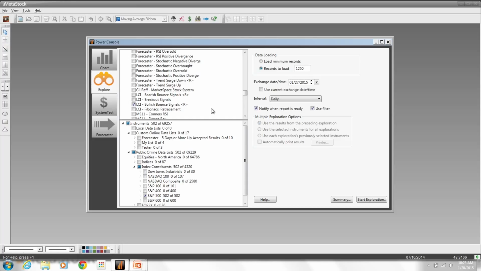You're going to have your bearish bounce signals, which are going to look for your sell signals based off the expert. You've got your breakout signals, and that's both up and down. You've got your bullish bounce signals, which of course are your buy reversal signals. And then you've got your Fibonacci retracement scan.